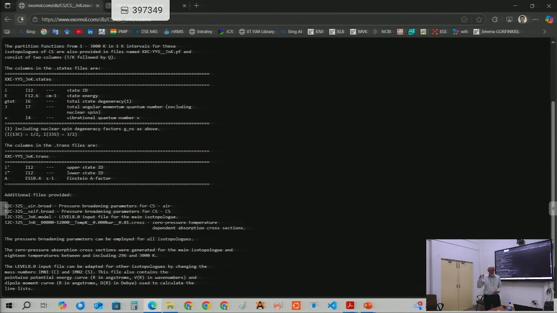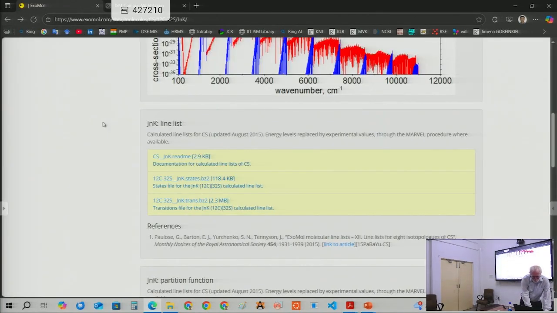Now I have to say, this is a very early line list, and we've not been quite so good at keeping up all the documentation like that. I don't think on many of the other line lists you'll find a documentation file like that. And then we have the actual line list, which is a states file.